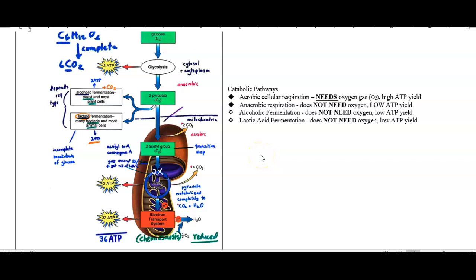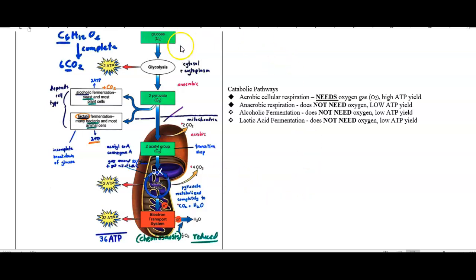So that's a transition step. That transition step goes into the Krebs cycle. And the Krebs cycle is going to go around twice, just like the Calvin cycle. In that process of going around twice, it's going to make 2 ATPs. And look over here, 4 carbon dioxides. So now the glucose is completely broken down. All the 6 carbons that were in glucose are now back in carbon dioxide.